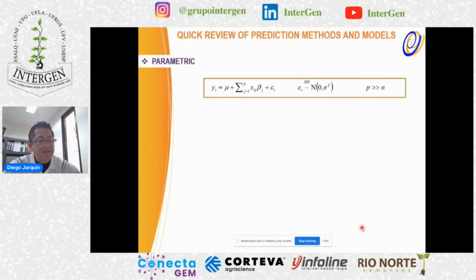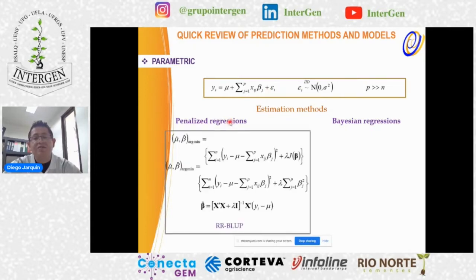So let's check very quickly the parametric methods. We can explain the performance of one genotype using a linear combination of markers and marker effects, and we can have assumptions in 2 different ways. We can consider penalized regression methods, where we have a trade-off between model complexity and model goodness of fit.